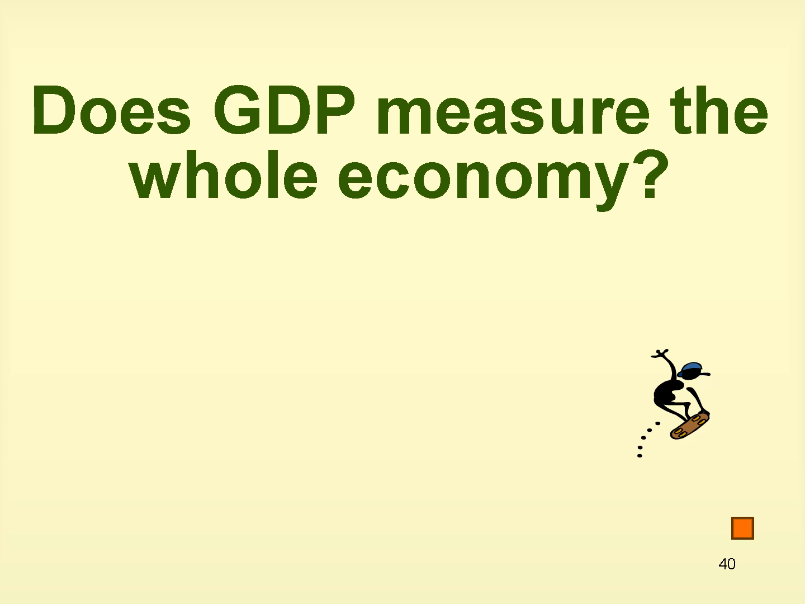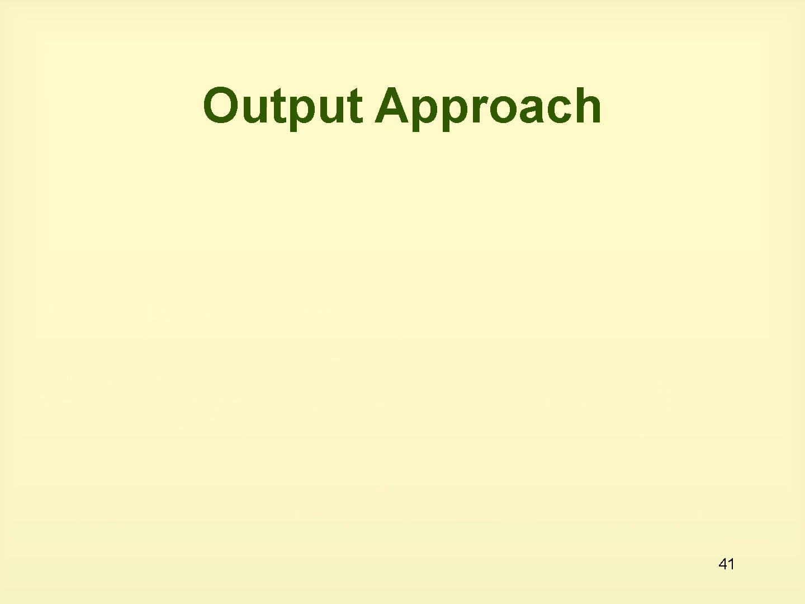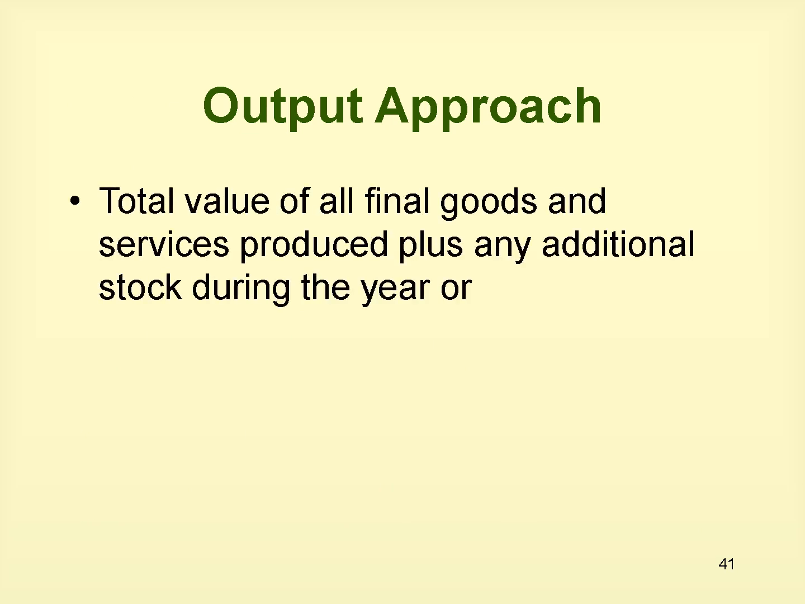Does GDP measure the whole of the economy? Yes, GDP consists of many puzzle pieces to fit together, including the market for products, resources, consumers, workers, and businesses. That's why we are concerned about the factors of production. All right, next is the output approach. What is the output approach? Okay, this is one of the methods to calculate the national income.